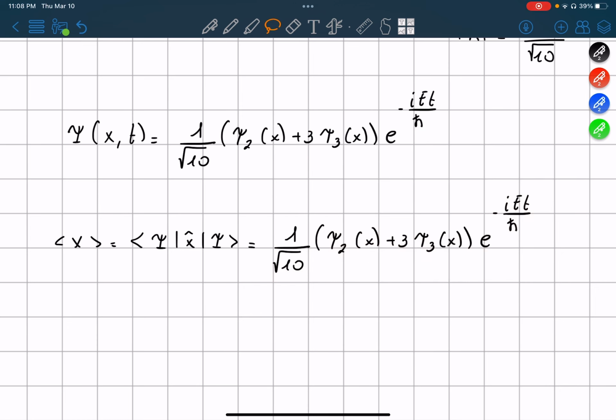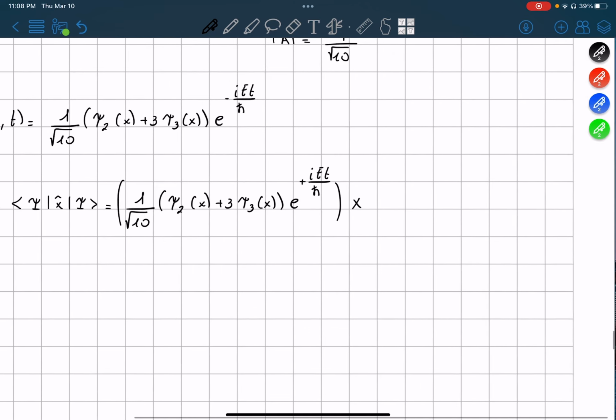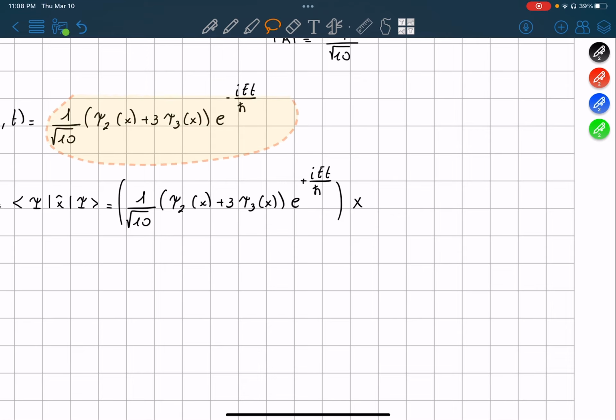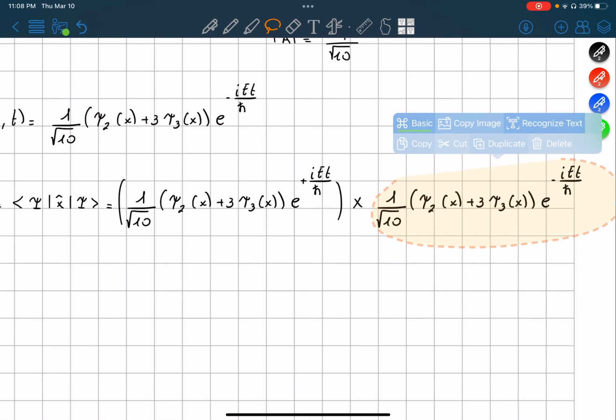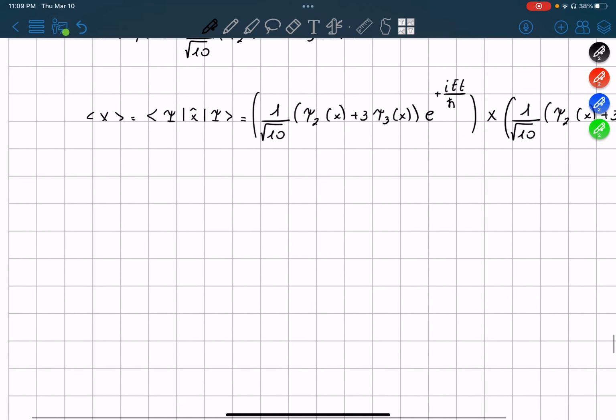So we're going to have a positive part over here. So this times x, and the second part, which will now be a complex conjugate, is just going to be this part right here, as you can see. Okay, so in order to do this, we have to multiply everything.